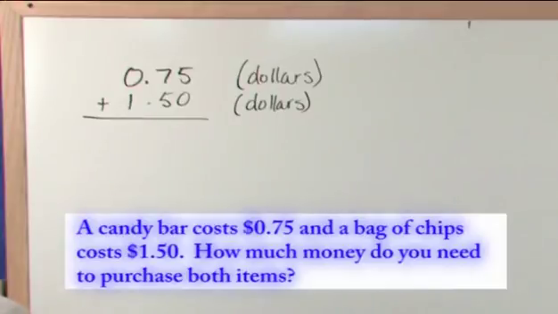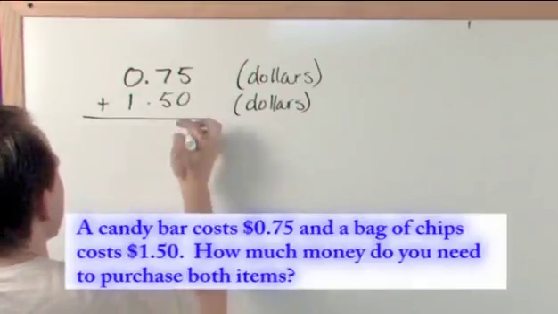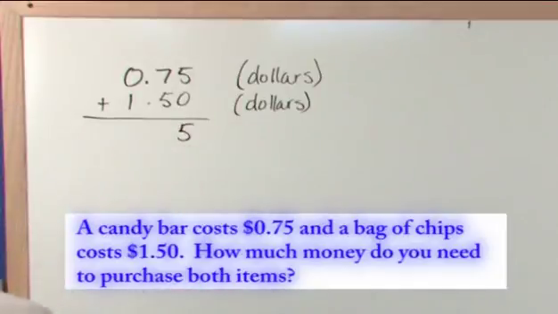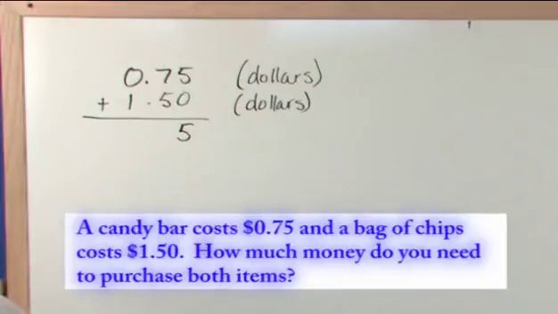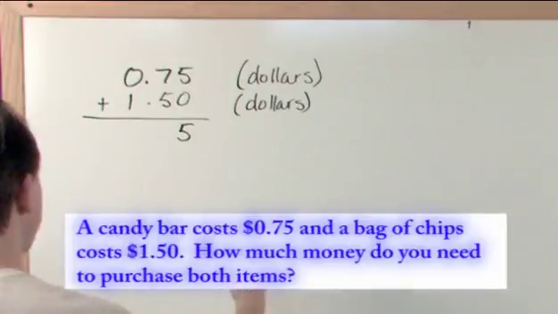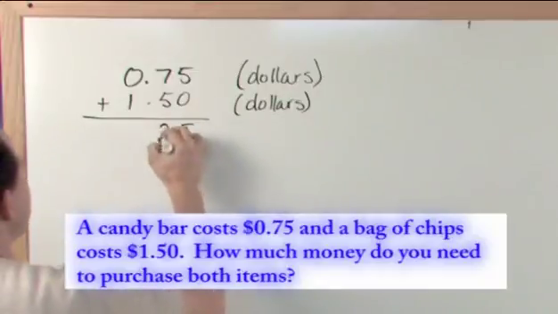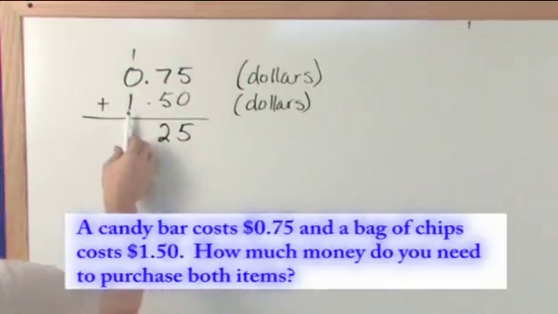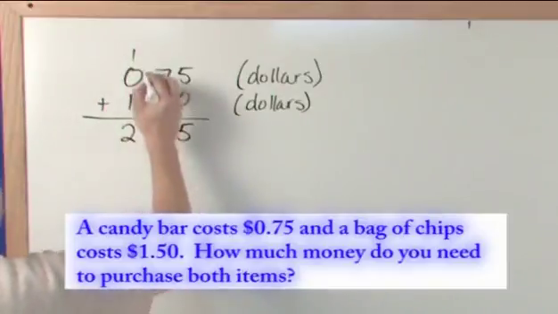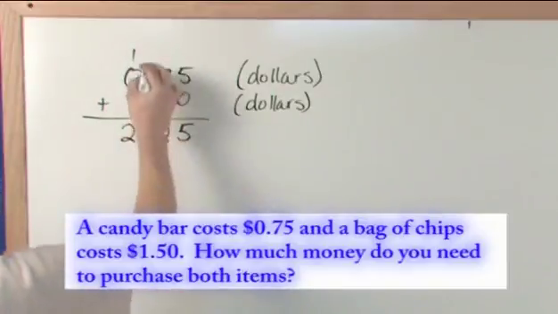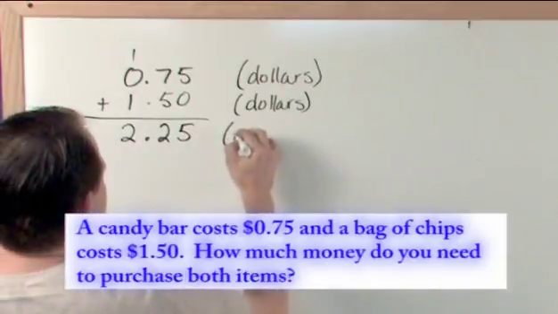Okay? So, starting in the right-hand column, 5 plus 0 gives you 5. Now I'm done with that one. Moving on, 7 plus 5, starting at 7, 8, 9, 10, 11, 12. That's going to be 12. So I'm going to put 2, carry the 1. Now I'm going to go to this column. 1 plus 0 plus 1 is going to give you 2. And anytime you're adding decimals, you just drop the decimal point right on down. And so the answer is $2.25.